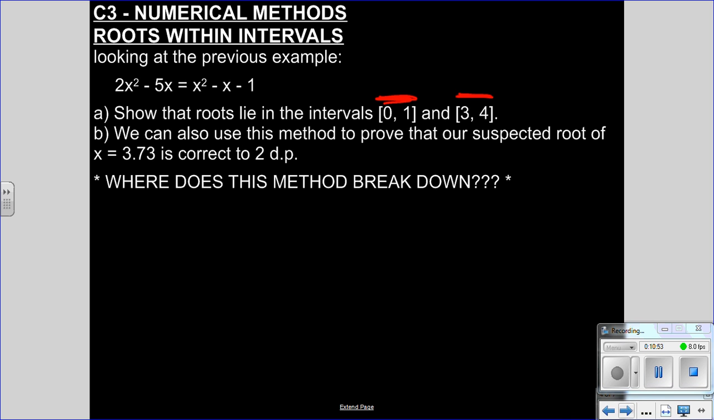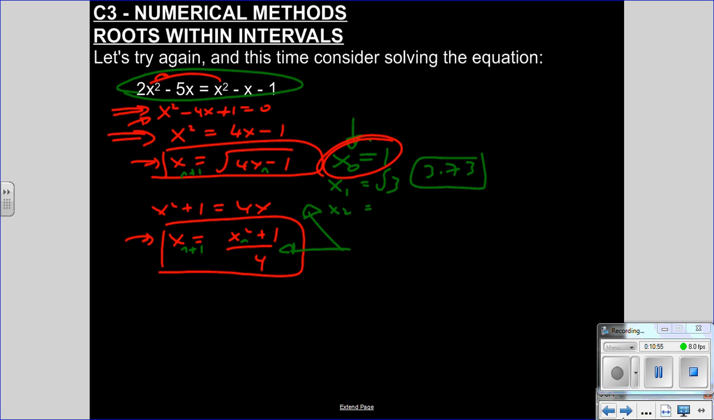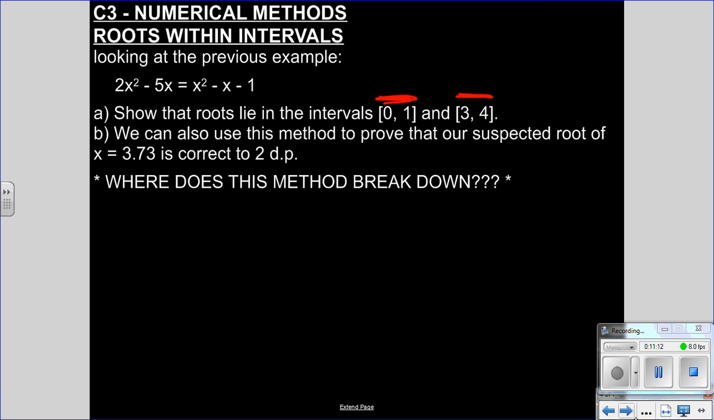If I put in a different number into that previous one, so let's say I tried x equals minus 1, I would get minus 4, minus 1 square rooted, which you can't do. You get a math error. It would be an inappropriate number to put in.